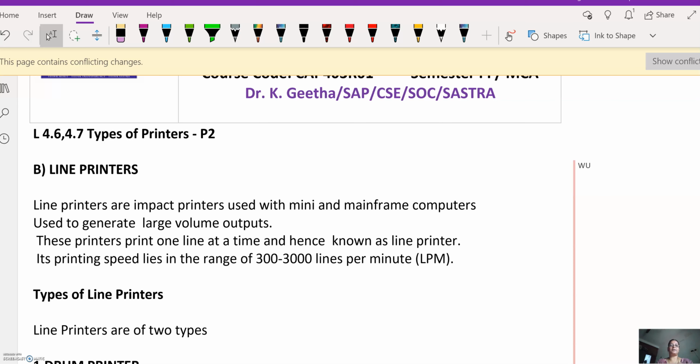Coming to line printers, this also comes under the category of impact printers, and it is used normally with mainframe and mini computers. Whenever we want to generate a large volume of output, we always prefer this type of line printer. The printing speed of a line printer is measured in lines per minute. In the previous character-oriented printers, we measured the speed as number of characters per minute. Here it is lines per minute, and usually the speed is in the range 300 to 3000 lines per minute.